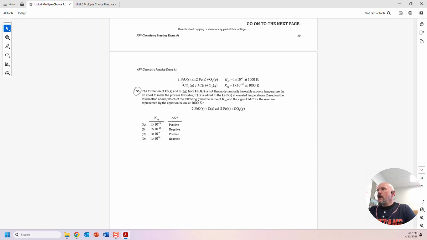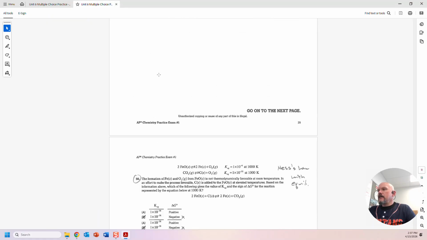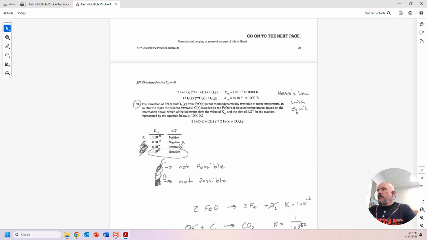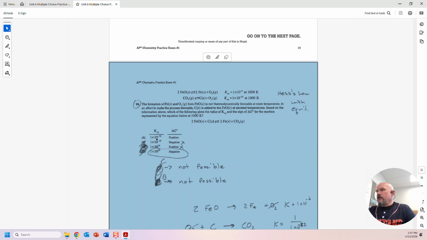All right. So this is just Hess's law with equilibrium constant, okay? But please understand, you can cancel out these two choices, choice B and choice C, because this is impossible. You can't have a negative delta G with an equilibrium constant less than 1, and you can't have a positive delta G with an equilibrium constant greater than 1. So, you could narrow it down to a 50-50 guess. It's either A or D, right? That's one way to think about it.